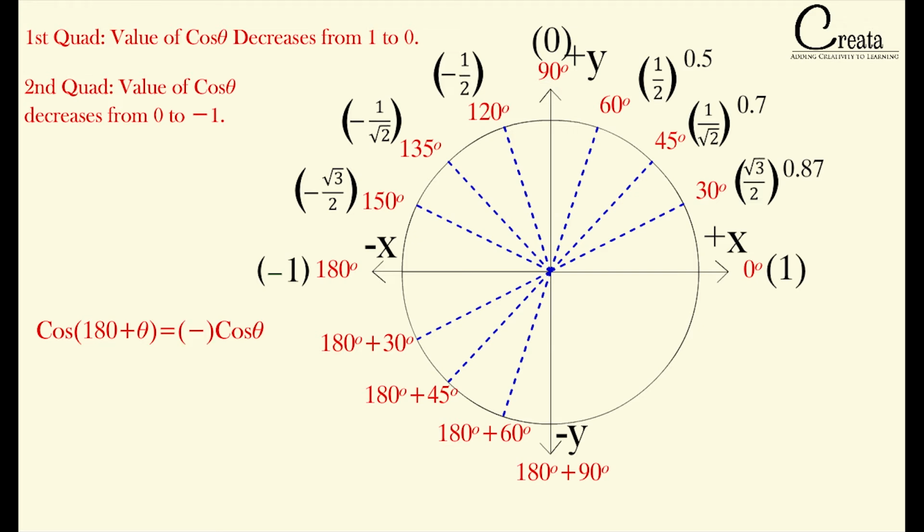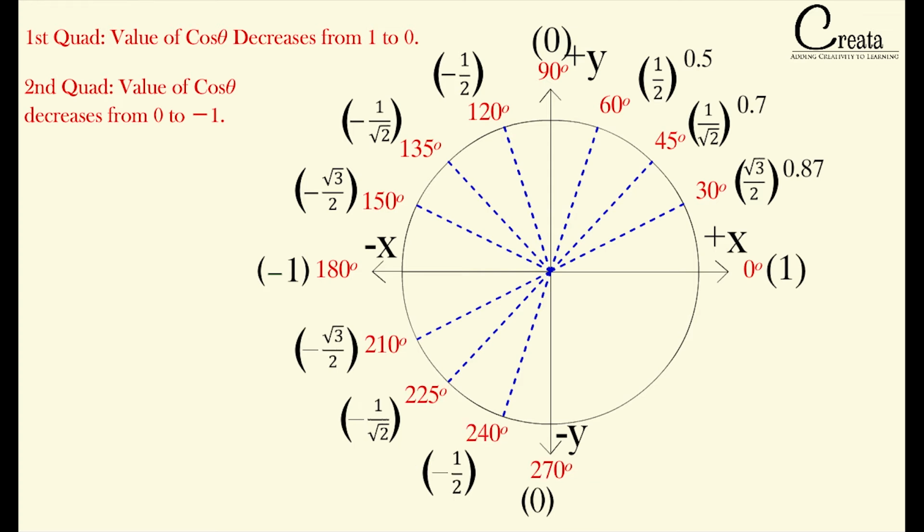Okay. Let's see the value of cos theta in the third quadrant. Cos 180 plus 30 degree will be minus cos 30 degree. That is minus root 3 by 2. Cos 180 plus 45 degree will be minus cos 45 degree. That is minus 1 by root 2. Cos 180 plus 60 will be minus cos 60 degree. That is minus 1 by 2. And cos 180 plus 90 will be minus cos 90 degree. That is 0. Let's observe the value of cos theta in this quadrant. It is increasing from minus 1 to 0.